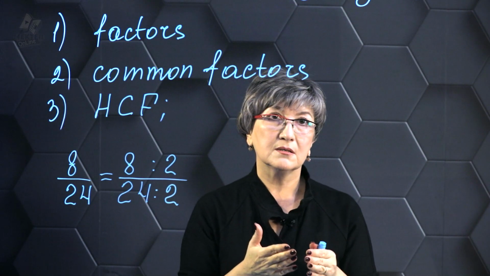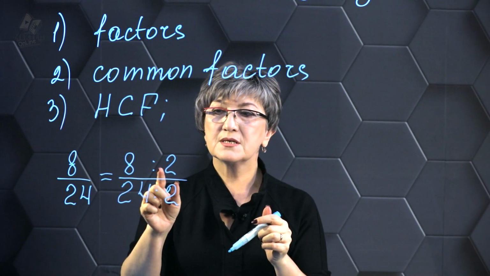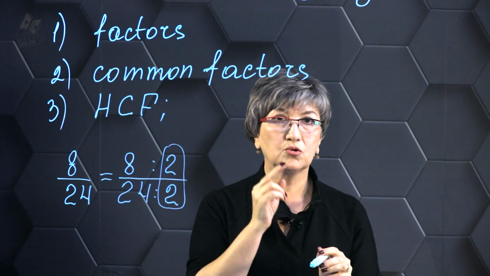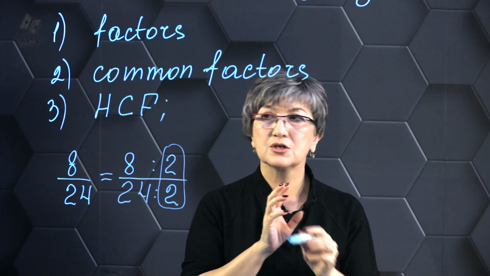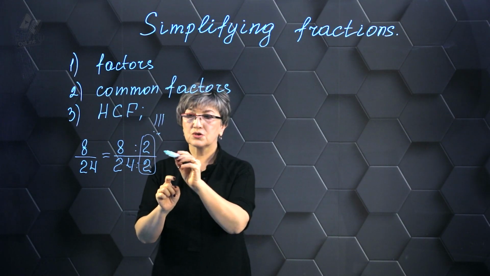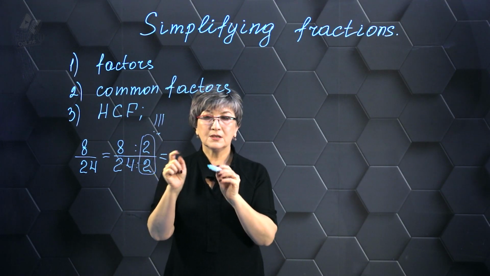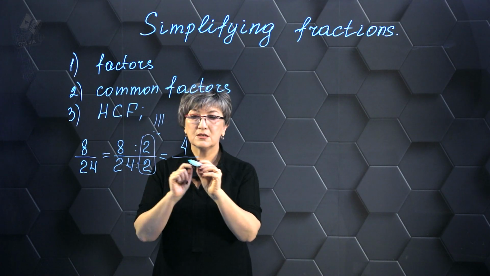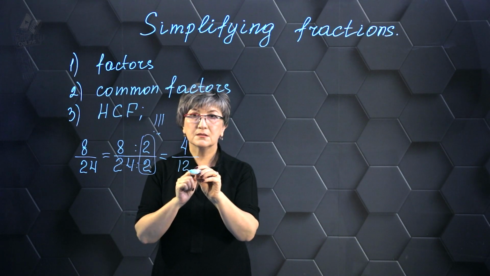And this can be done. This is correct. The most important thing is that you divide by the same number. This is of utmost importance. What you divide by is the exact same number in both cases. 8 divided by 2 equals 4. The result of dividing 24 by 2 is 12.